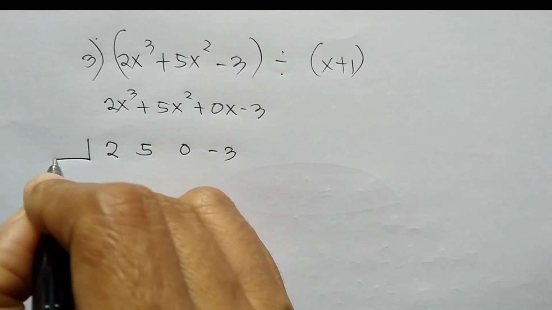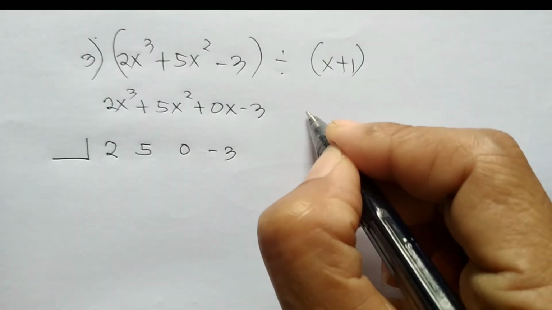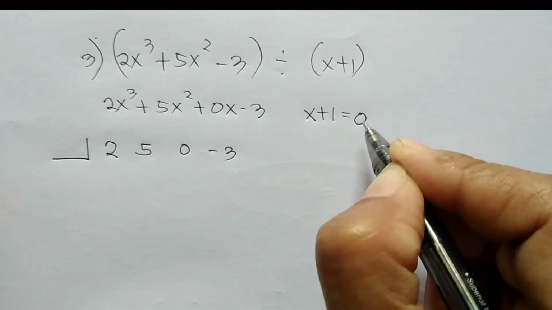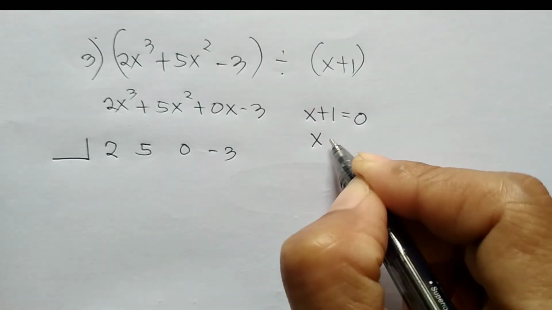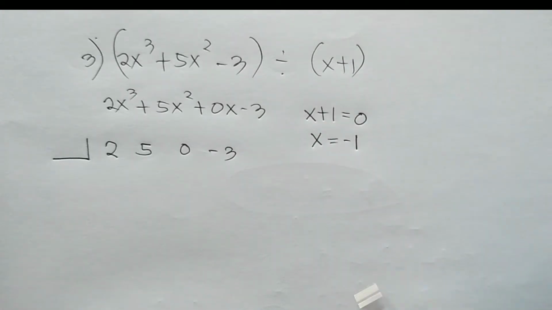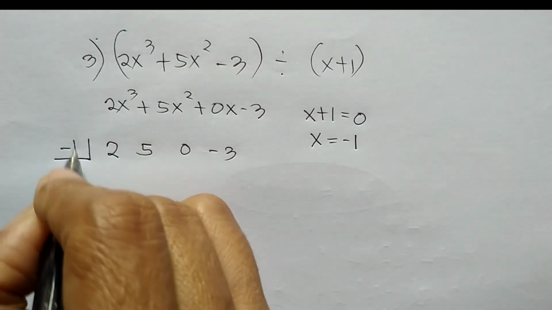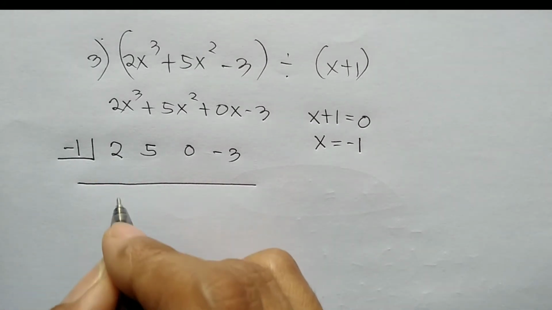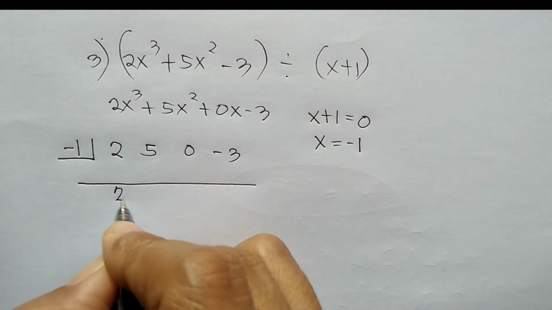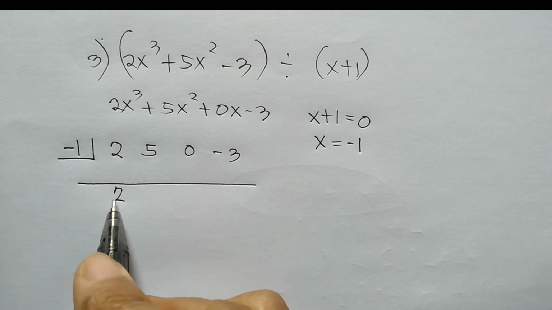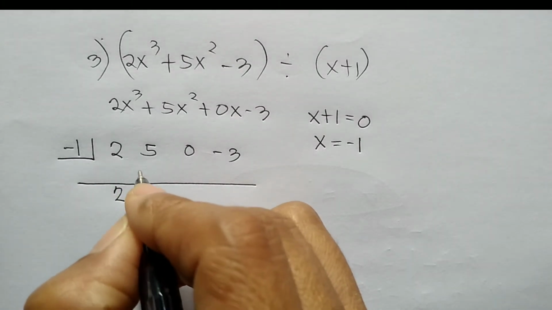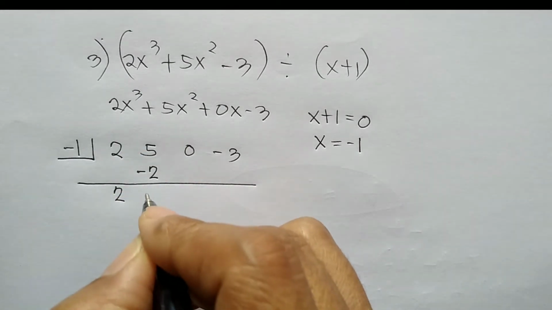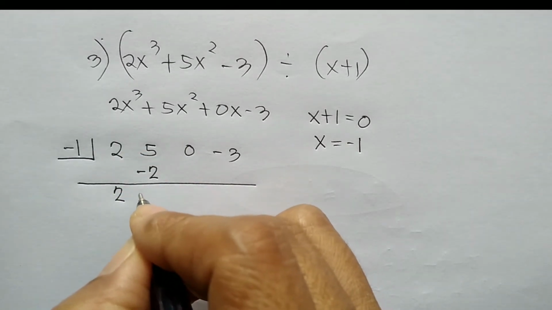And then divide it by our divisor. So our divisor is x plus 1. Find the value of our x. Equate it with 0. So x is equal to negative 1. So it is negative 1 here. And then let us bring down our first coefficient, that is 2. And then multiply this by negative 1. It gives us negative 2. Put it below 5. And then you add positive 5 plus negative 2.